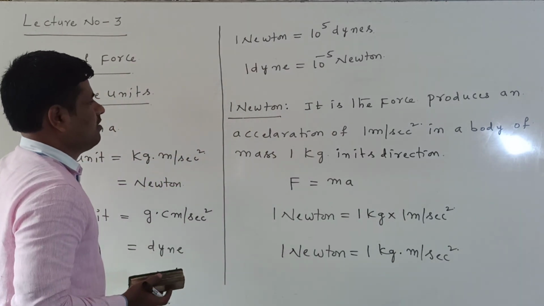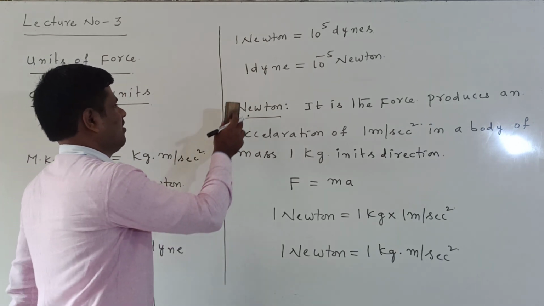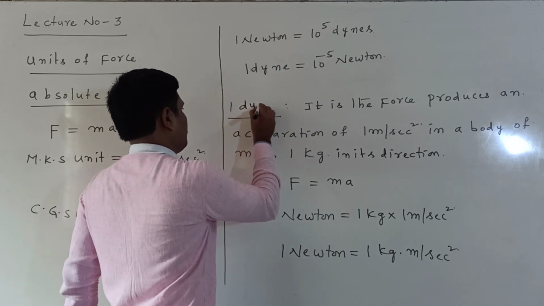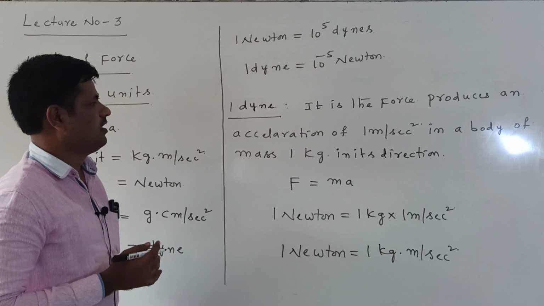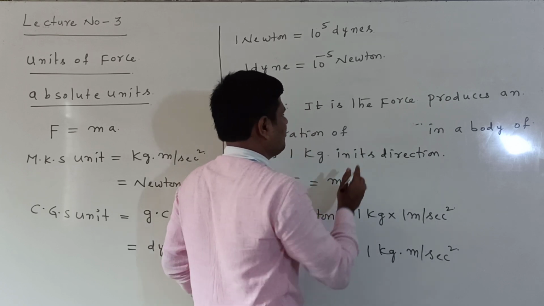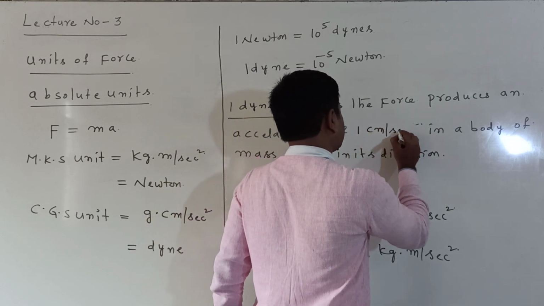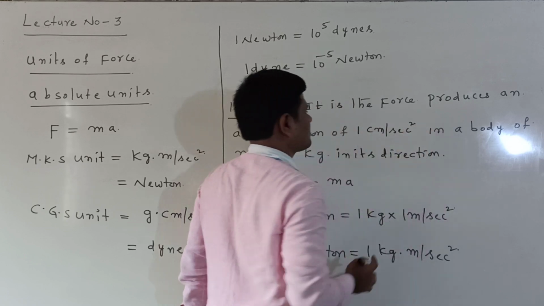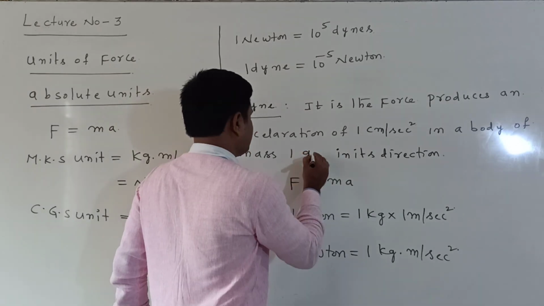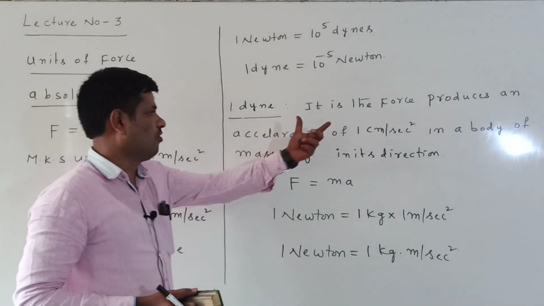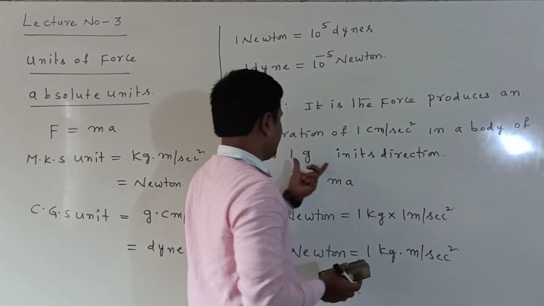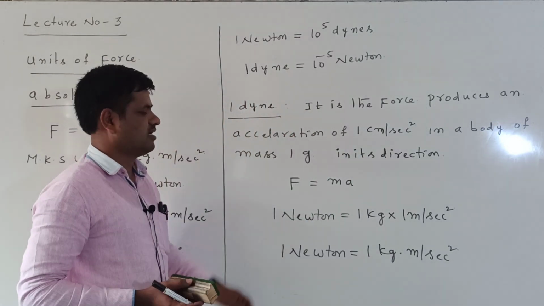Next, similarly we define the dyne also. 1 dyne, how can we define the 1 dyne? Similarly we can define it. 1 dyne is also a force. It produces an acceleration of, in the place of 1 meter per second square, what is coming here? 1 centimeter per second square in a body of mass. In the mass, what are we getting here? Gram. Because the dyne is a CGS unit. So it is a force that produces an acceleration of 1 centimeter per second square in a body of mass 1 gram in its direction. That is called a 1 dyne.